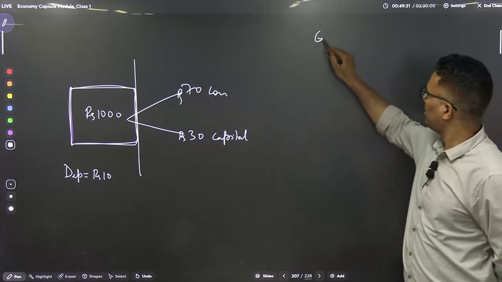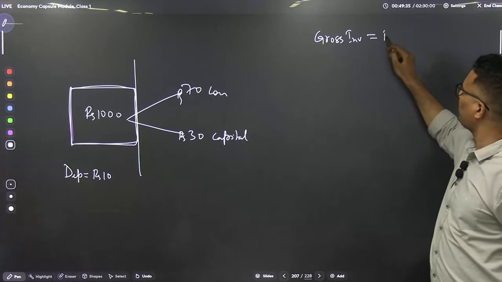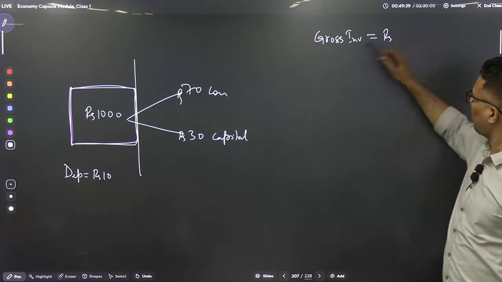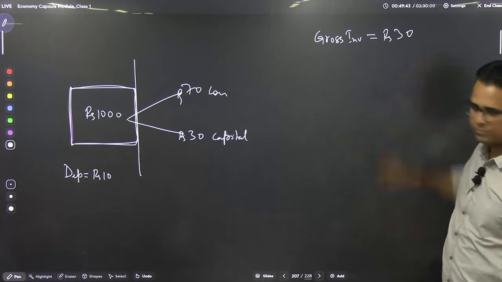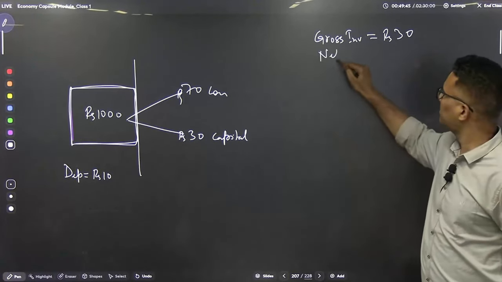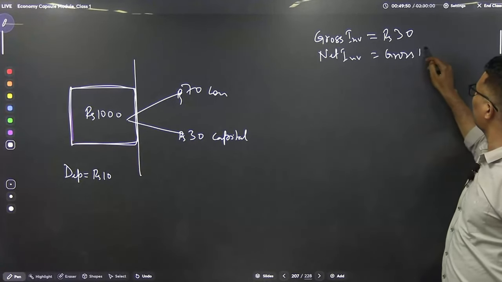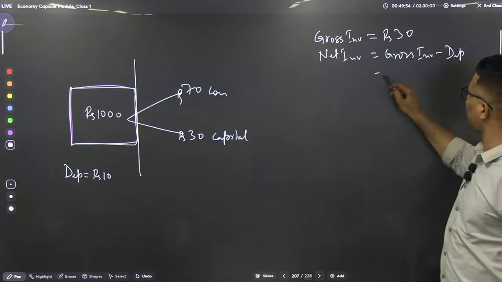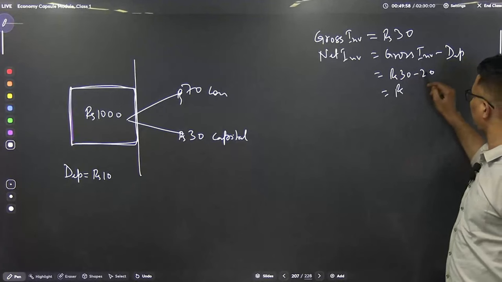So this factory worked for a year, the wear and tear was worth rupees 10, and it produced 70 rupees of consumption goods and 30 rupees of capital goods. So what is gross? Gross means total. Gross investment, how much is total capital goods produced? 30. Net investment is gross investment minus depreciation, which is equal to rupees 30 minus 10, sorry.